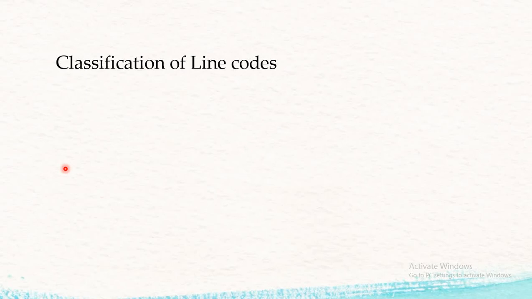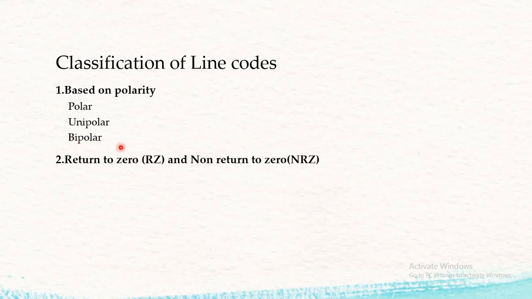Now what is the classification of line codes? Line codes are broadly classified into three categories. The first one is based on their polarities: we have polar line code, unipolar line code and bipolar line code. The second one is their nature, that is, the return to zero and non-return to zero categories. And the third one is the number of levels present in a code, whether your code is a multi-level code or a two-level code. So this is the third category of defining a line code.